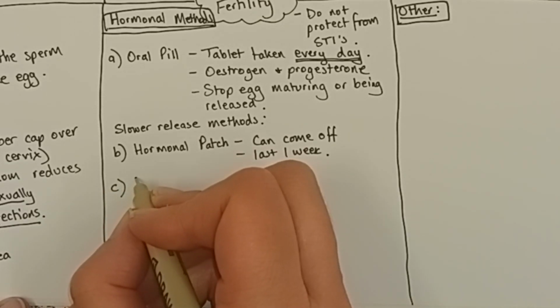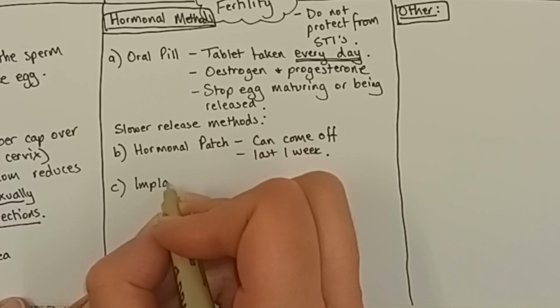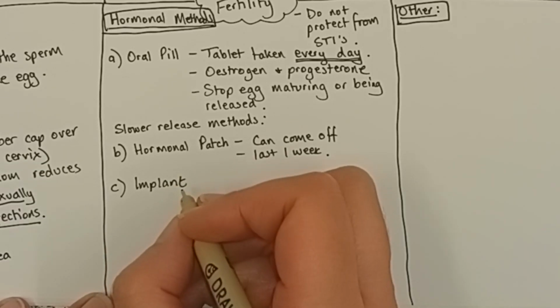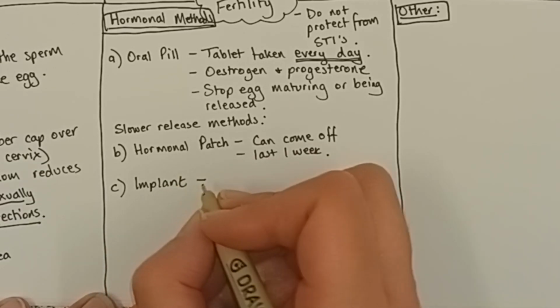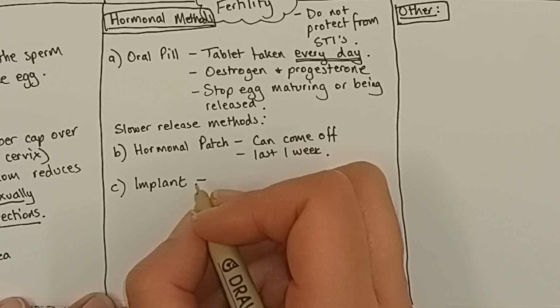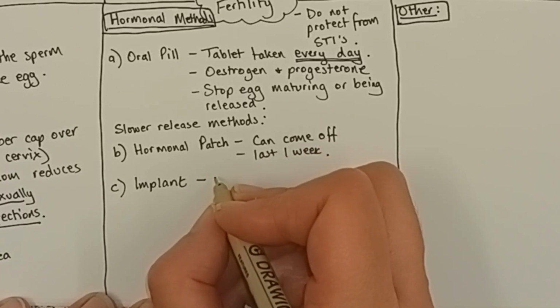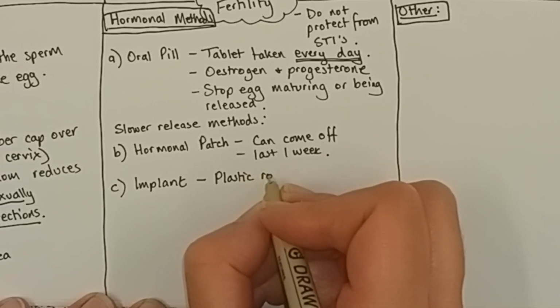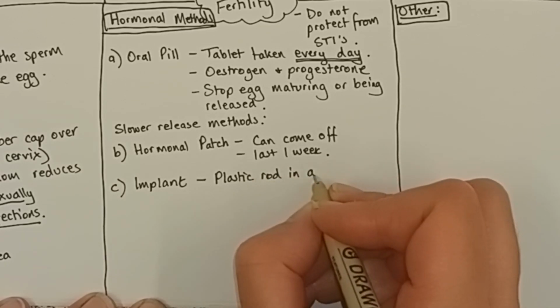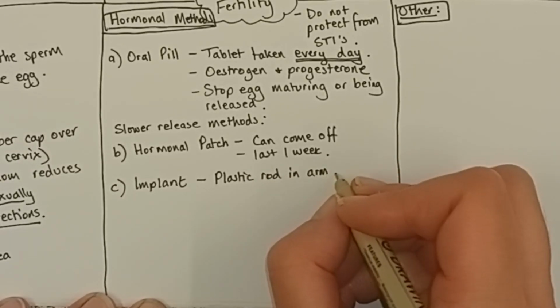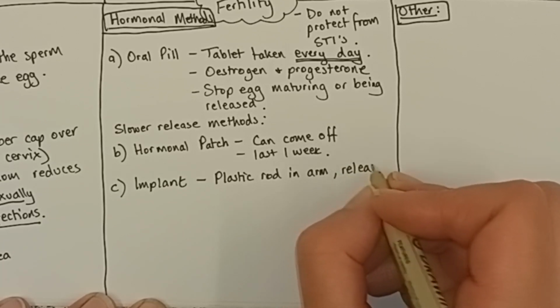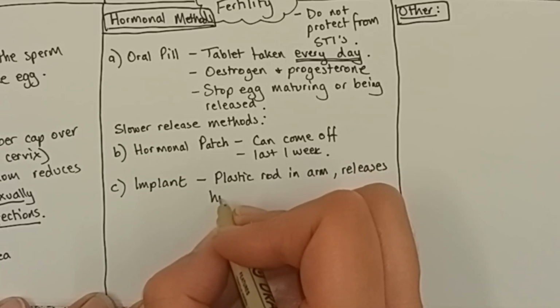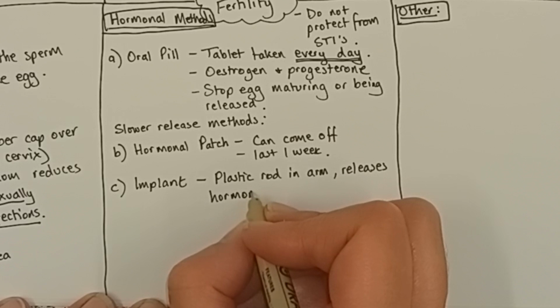Second one is having an implant in your arm, which looks a bit like a lollipop stick, a plastic rod that releases the hormone slowly. They last for up to 3 years. So it releases hormone slowly over up to 3 years.